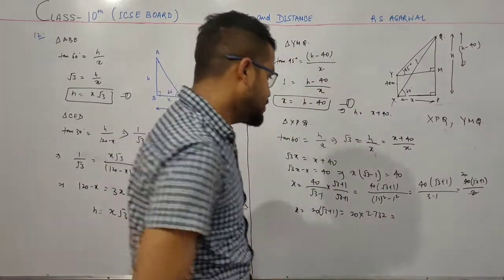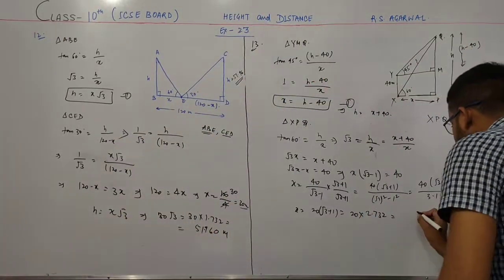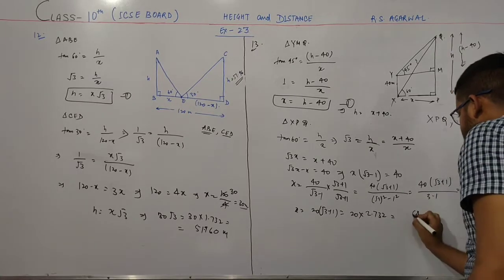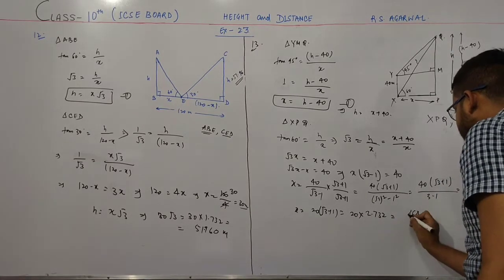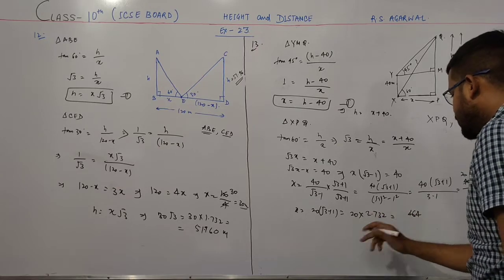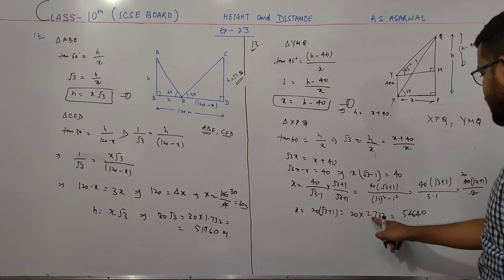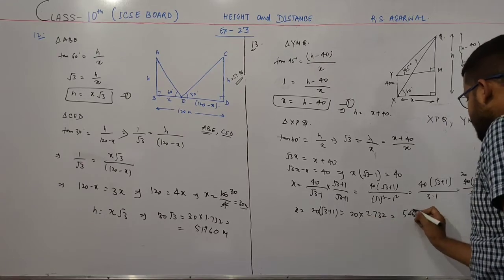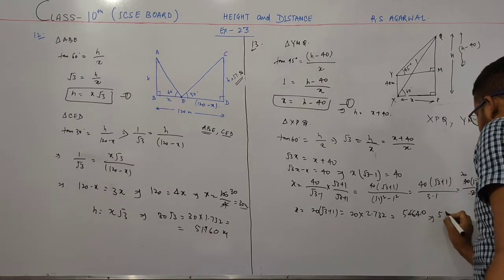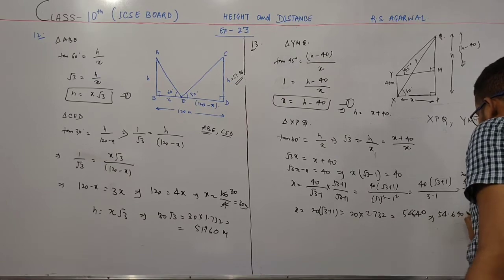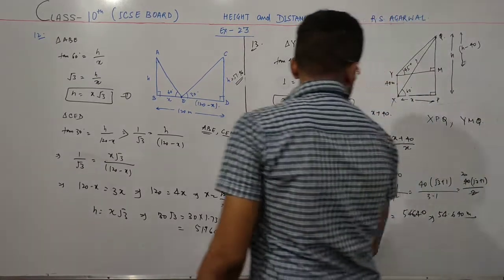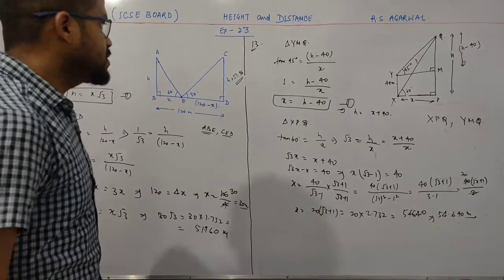Multiply this 20 with 2.732. 2 2s are 4, 2 3s are 6, 2 7s are 14, and 2 2s are 4 and 1 5. This is 0, I put 0 here. Decimal is after 3 digits, so I put decimal here. So this is 54.640 meter. Value of x is 54.640 meter.